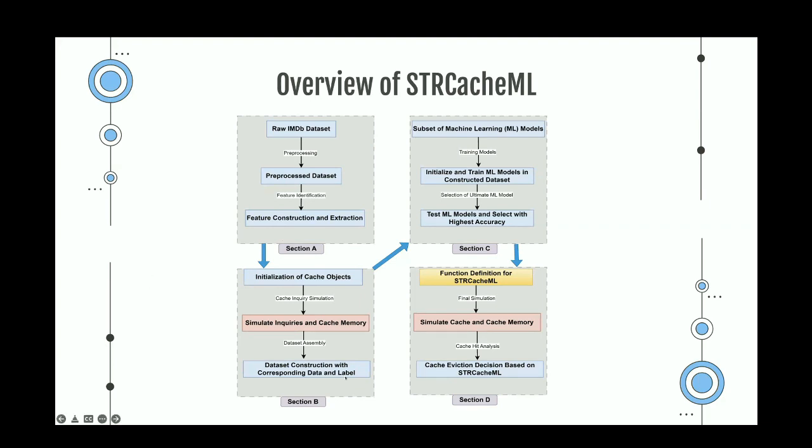And for section B, since we are using a simulated environment, we had to do simulation, and we determine our cache objects, and we also simulate the cache inquiries and cache memories. After that, we want to use machine learning. In order to do that, we have to have a data set that can provide some labels, that can give some decisions.